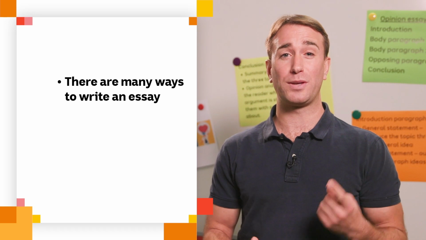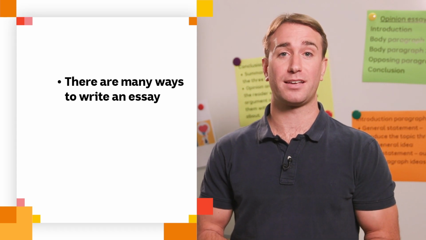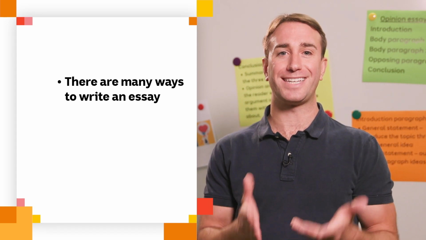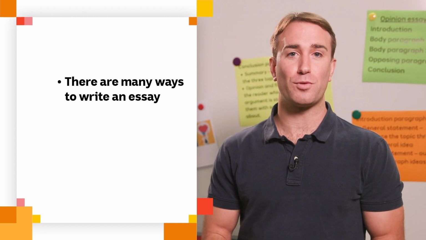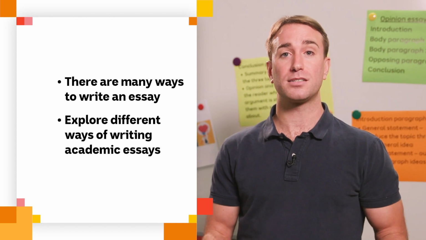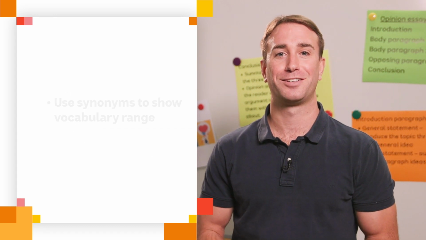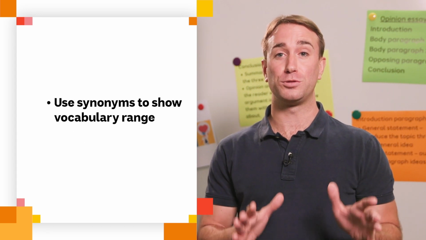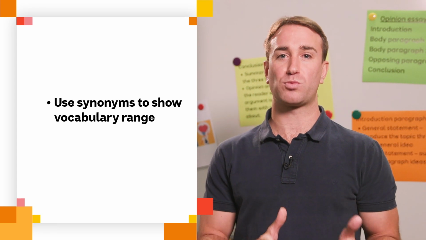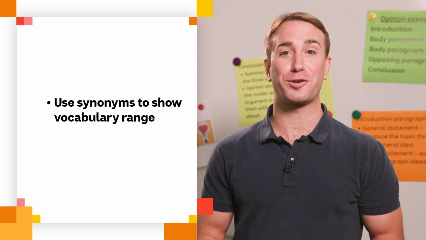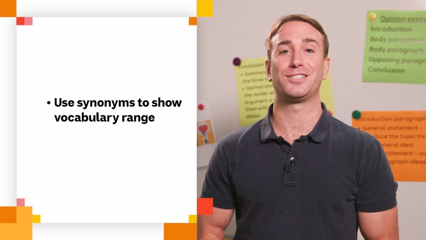Great work today. You're all set to write introduction and conclusion paragraphs in an essay. But here are some things to note. Remember that this is only one way of writing an opinion essay, and the specific structures detailed here can be written in other ways. As you practice, try to keep exploring different ways of writing academic sentences. Remember also to use synonyms. This is the best way to show that you've developed a strong vocabulary and avoid repetition.